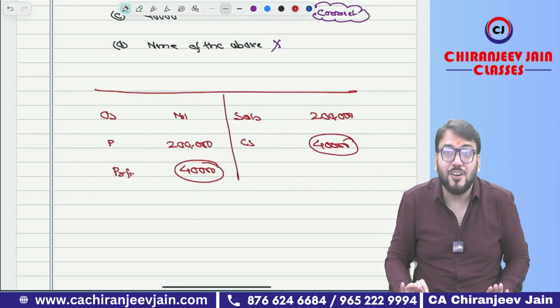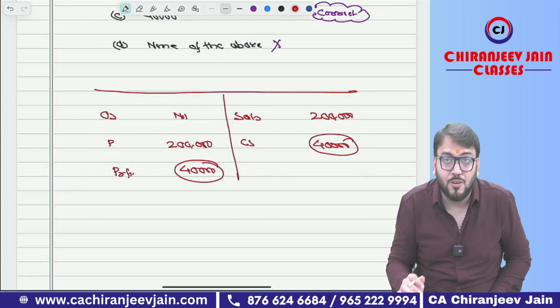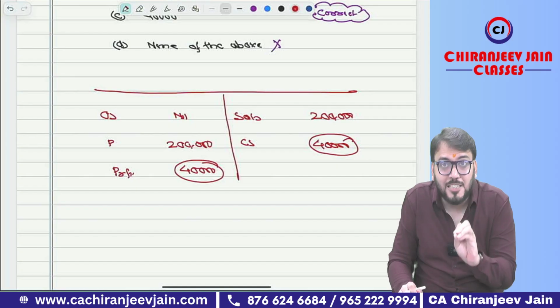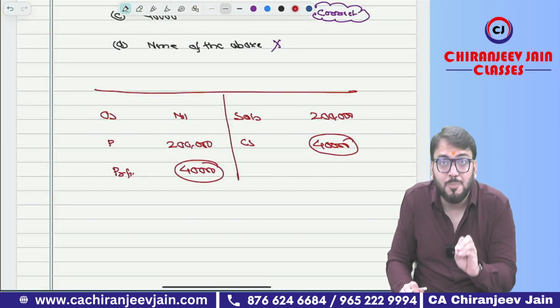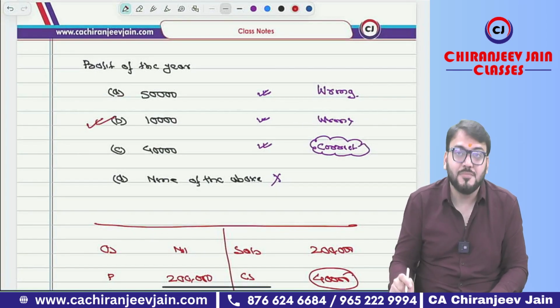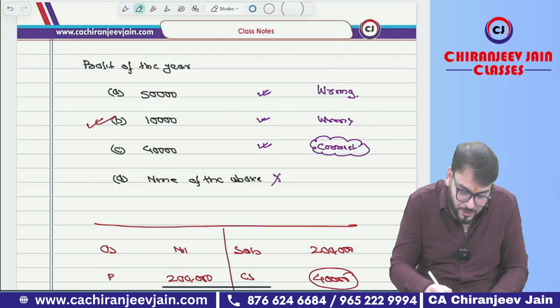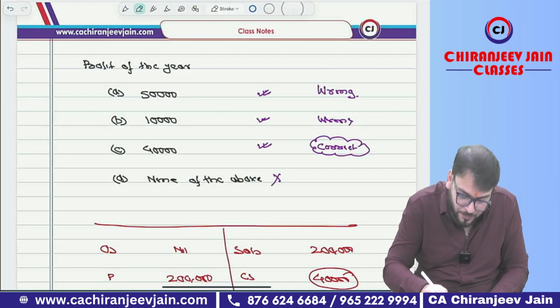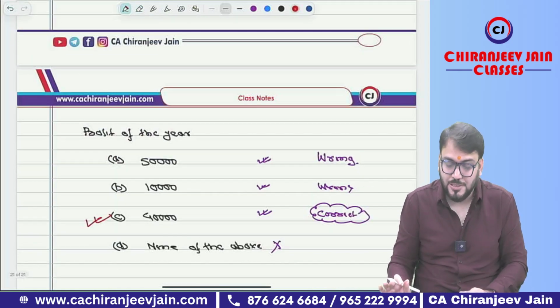Because the 10,000 that was included in the sale price of closing stock is unrealized. Unrealized profit cannot be recognized. Only realized profit can be recognized. So out of 50,000, unrealized profit was 10,000. Yet it cannot be recorded in our books of account. Understood? So that is the concept. So your correct option is 40,000 as the profit for the year. I hope you have understood.